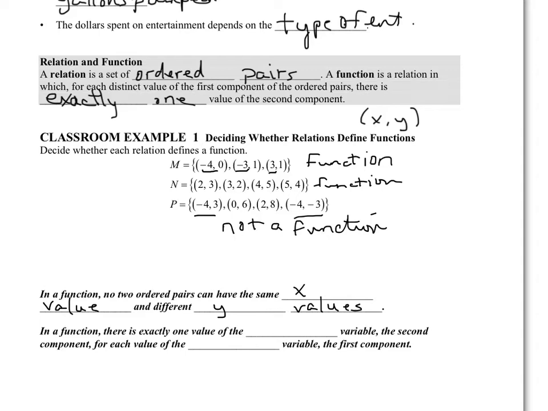In a function, there is exactly one value of the dependent variable, which is the second component. You may want to put in parentheses, that means it's the y, for each value of the independent variable, which is the first component, and in parentheses you might wish to put an x out there to remind yourself that that's what that means. So we're just introducing a little more vocabulary. That's another way you can think about what we just covered. Let's move to the next slide.